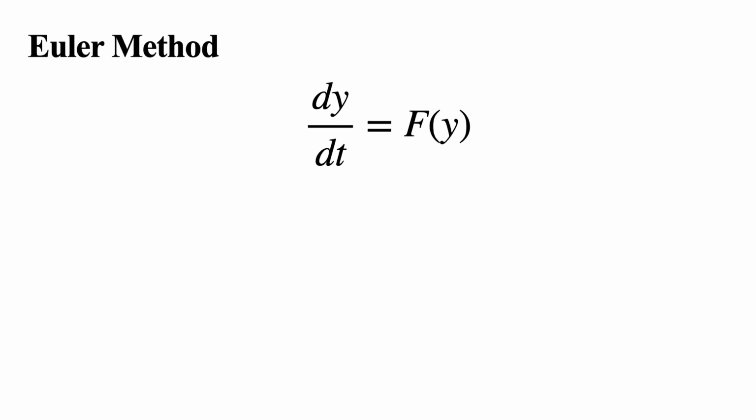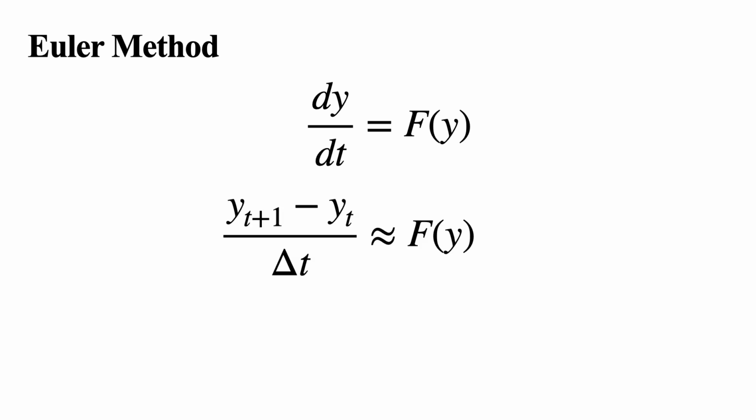Now that basic approach that I described corresponds essentially to Euler's method, and it works by approximating the continuous system using these discrete steps. We can rearrange these terms to get an iterative expression for y of t plus 1 in terms of y of t plus the instantaneous value of f times the time step dt, or delta t.